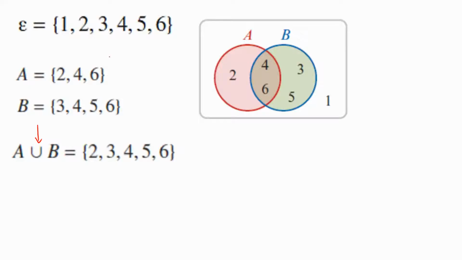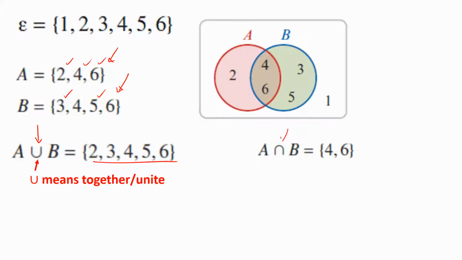So if this is my A, and that's my B, I'm just going to put them together. I've got 2, 4, 6, put in together. I now have 3, well, I already got 4, so I don't need to count it again. I've got 5 and I already got 6. So together you got 2, 3, 4, 5, 6. So that's what union means.